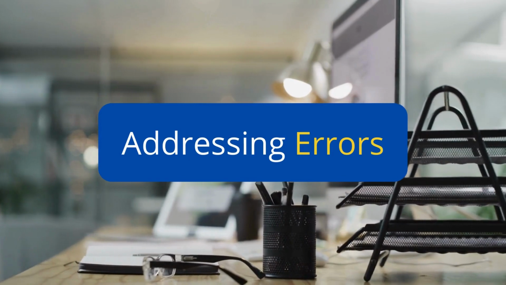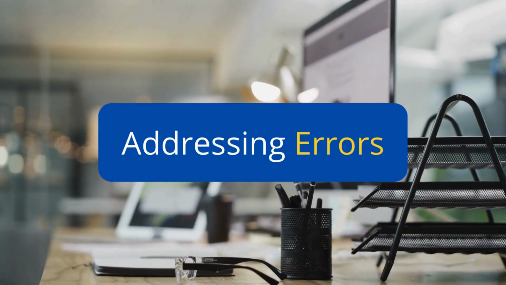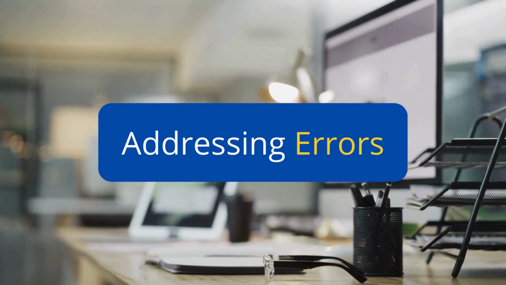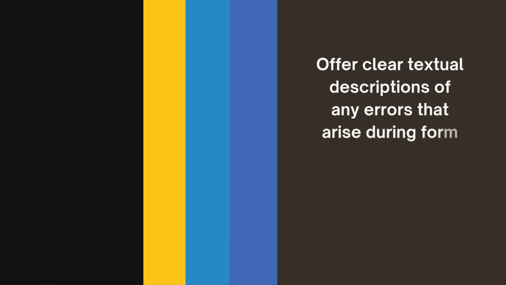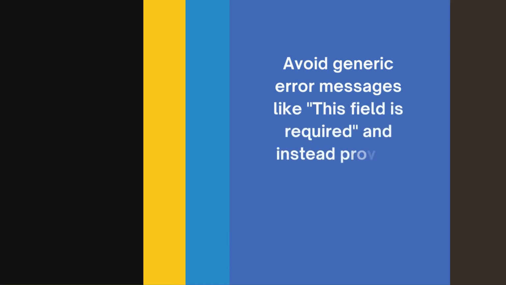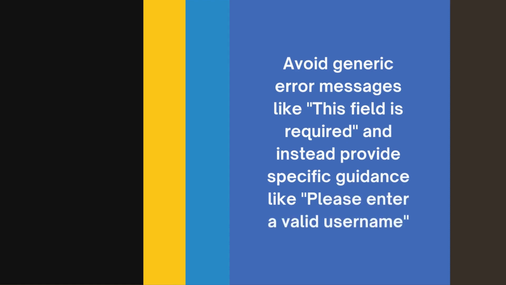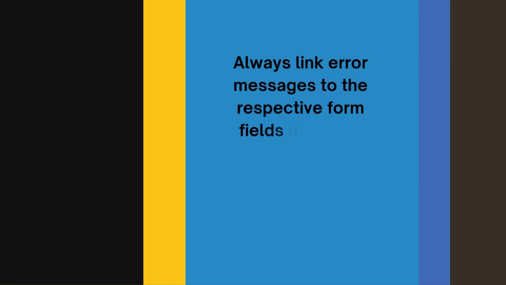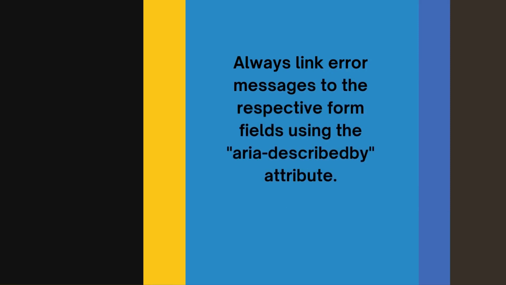In order to effectively address errors in your web forms, it is important to take the following steps. One should offer clear textual descriptions of any errors that arise during form submission. One should avoid generic error messages like "the field is required" and instead provide specific guidance like "please enter a valid username." One should always link error messages to the respective form fields using the ARIA described by attribute.